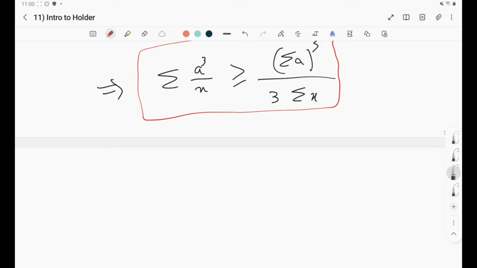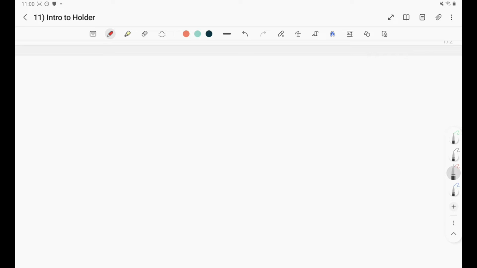Alright, so that means now we kind of understand what Holder is. It's basically just a simple generalization of Cauchy, and we can even generalize Titu as well. So now we should be comfortable to start working with some examples, and let's start simply with example 1.